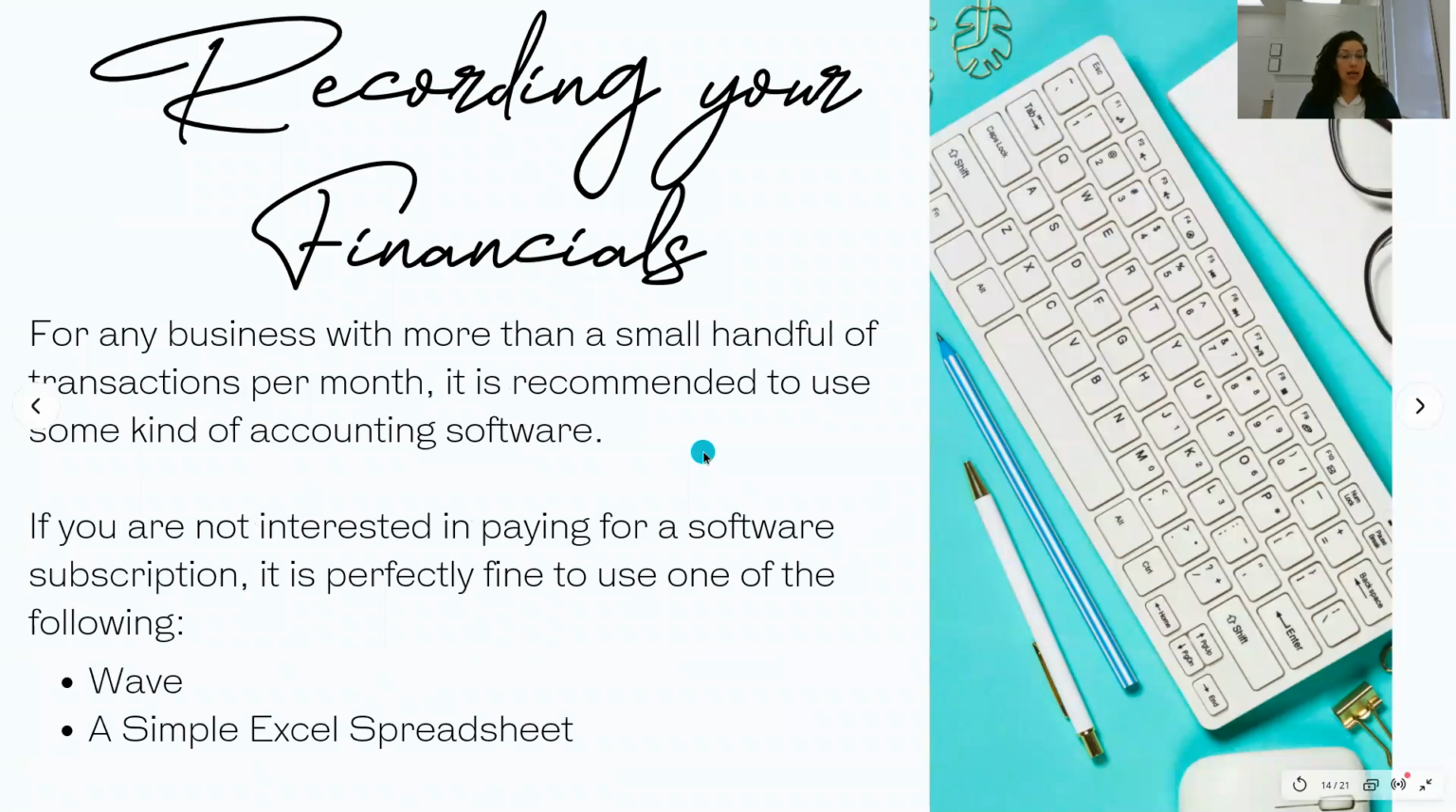So if you're not interested in paying for software, you can go with Wave or just use an Excel spreadsheet. If you only have a handful of transactions every month, I would say a spreadsheet is probably the way to go, because it's easier for you and you don't have to learn all the ins and outs of the app and how to put everything in. I like it. I have way too many transactions to just use an Excel spreadsheet, or I would.